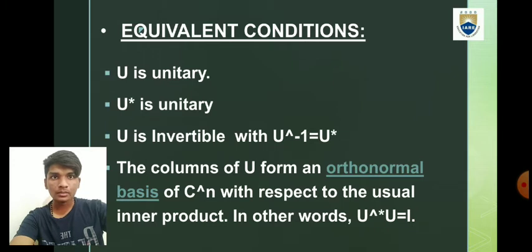Next, the equivalent conditions. U is unitary and U star is also unitary. U is invertible with U inverse equal to U star. The columns of U form an orthonormal basis of C power n with respect to the usual inner product. In other words, U star into U is equal to I.